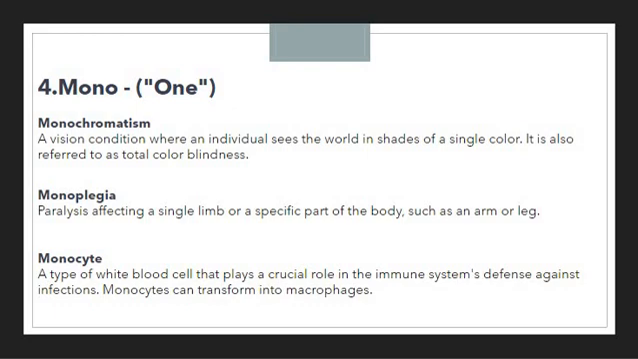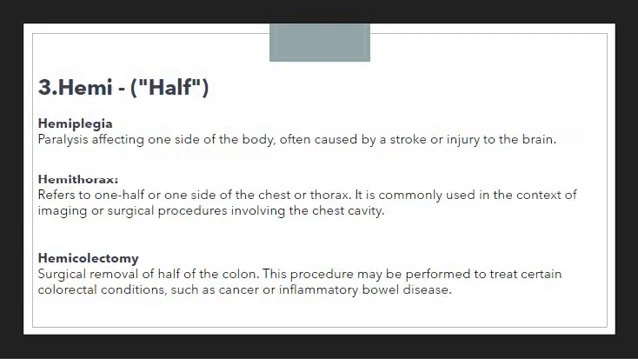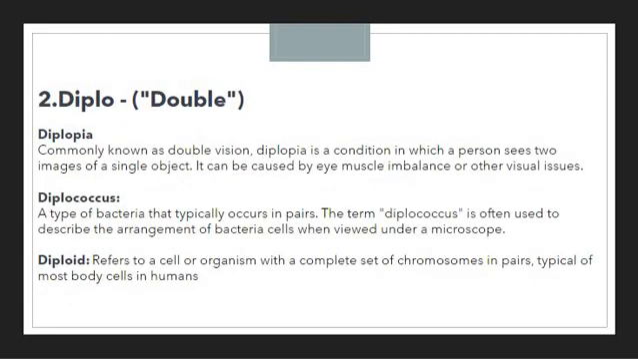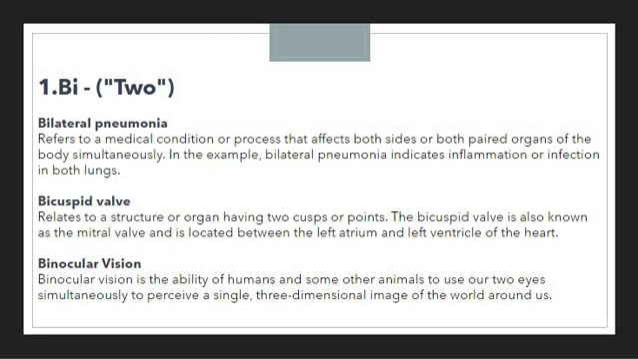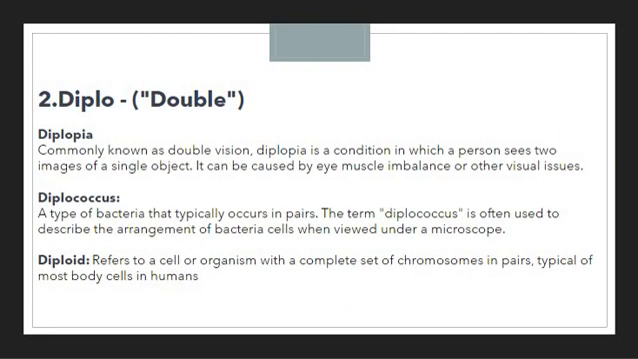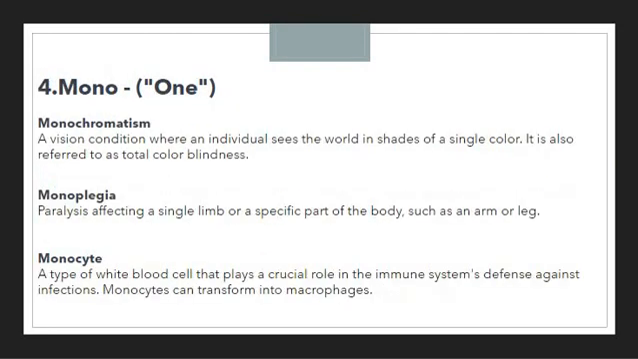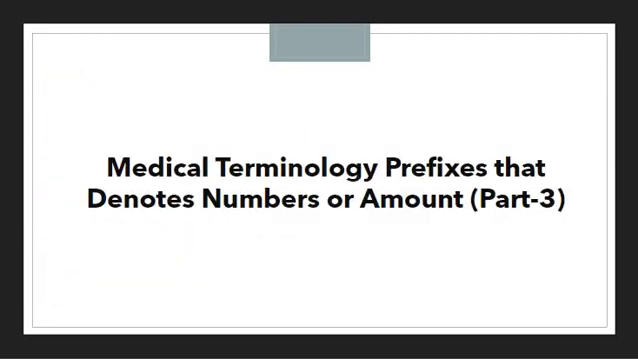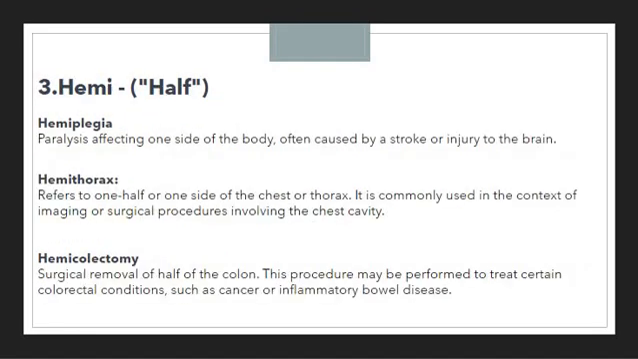Okay, so these are all the points that I would like to share in this session. Bi is there for 2, then we have diplo, double, then we have hemi, half, and then mono, 1. So these are all the prefixes that we use in order to show something as number, quantity, or amount. This is the third part for this prefix, and that's for today's topic.